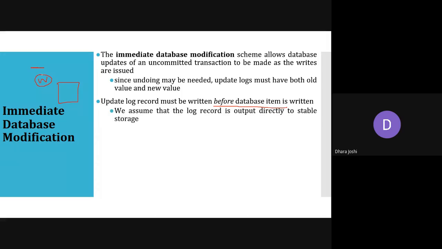We assume that the log record is output directly to stable storage. What is output? If you remember the previous figure, here we have the disk and here we have the main memory. Whenever we store anything from main memory to disk, we call it output. We store all these things in stable storage, which has a minor possibility of data loss, and theoretically never has data loss. So for stable storage we use non-volatile storage. We put our main memory's data to the non-volatile storage, making multiple copies of the same.